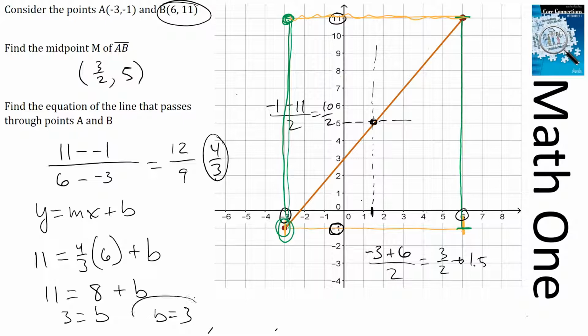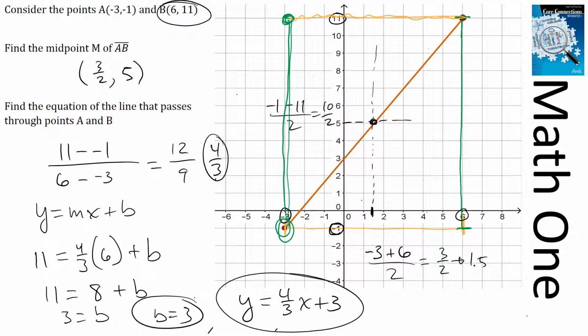So I know both the slope, 4/3, and I know the y-intercept, which is 3. So the equation of this line would be y equals 4/3 x plus 3. So there we go. We've got the midpoint, and we've got the equation of the line that goes through AB.